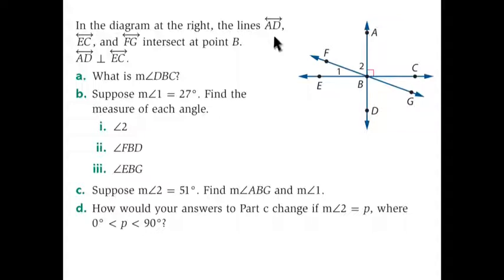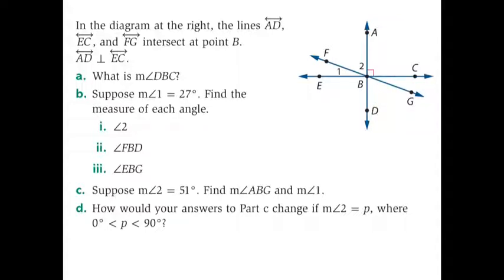In the diagram at the right, the line AD, which is this one right here, EC, which is this one right here, and FG, which goes from point F right there down to point G right there, all intersect at point B, and we can see that AD is perpendicular to EC, as shown by the little red square right there. So part A says, what is the measure of angle DBC? Well, since AD is perpendicular to EC, we can say that DBC is a right angle.